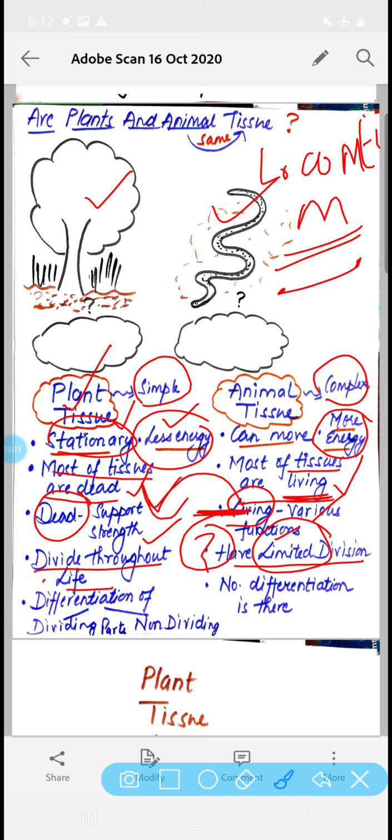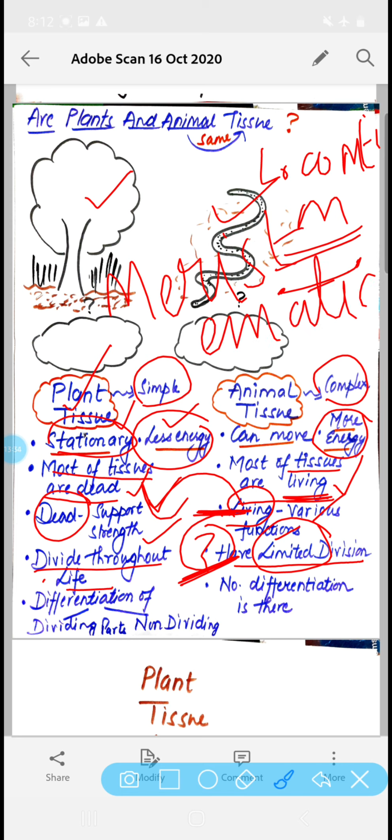The answer is that plants have a special kind of tissue called the meristematic tissue. Called the meristematic tissue.